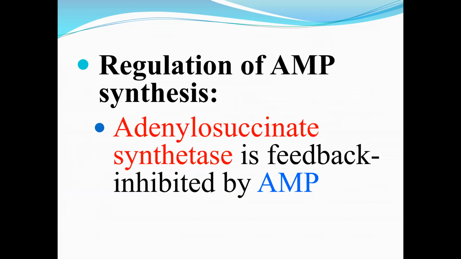Remember this fact too. In the regulation of AMP synthesis, if we want to take some key notes, we should remember the enzyme adenylosuccinate synthetase. It is feedback inhibited by AMP. So the first enzyme is PRPP synthetase and the second enzyme is adenylosuccinate synthetase.